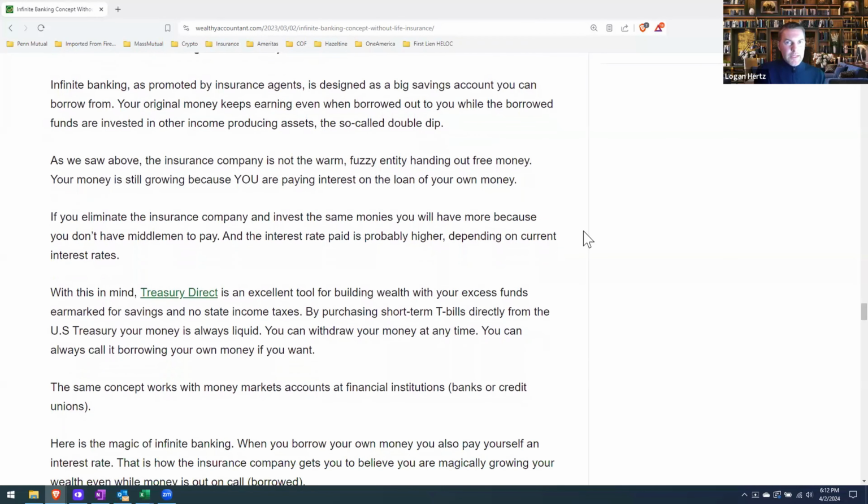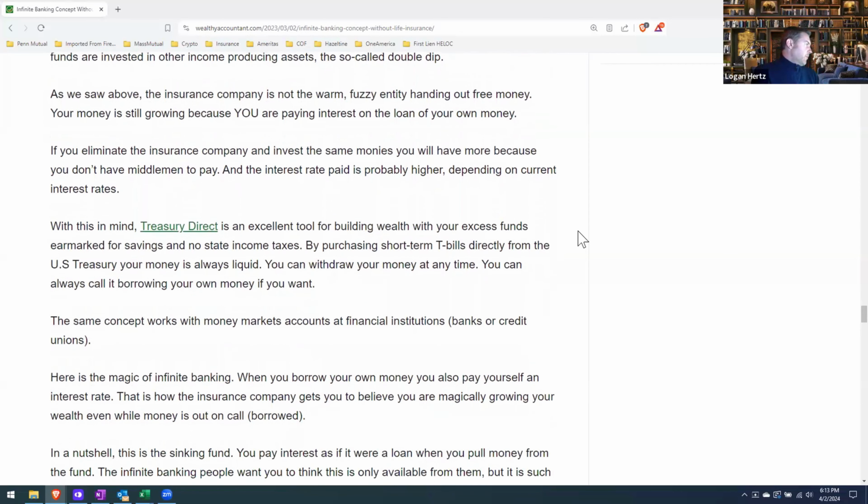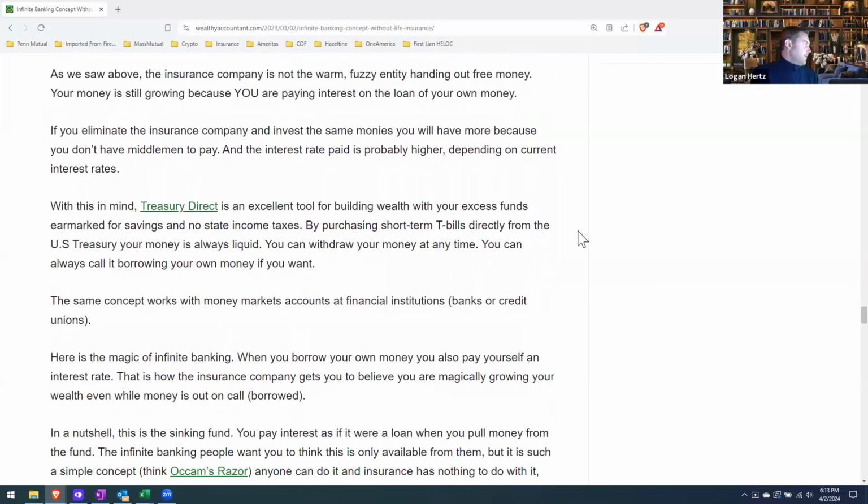Okay. If you eliminate the insurance company and invest the same monies, you will have more because you don't have middlemen to pay. And the interest rate is probably higher, depending on current interest rates. With this in mind, Treasury Direct is an excellent tool for building wealth with your excess funds earmarked for savings and no state income taxes. By purchasing short-term T-bills directly from the U.S. Treasury, your money is always liquid. You can withdraw your money at any time.